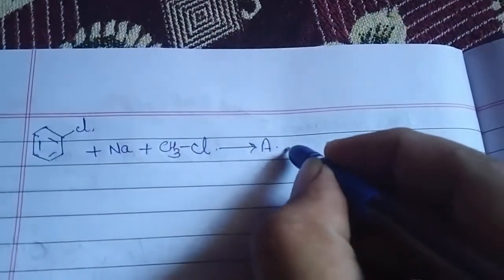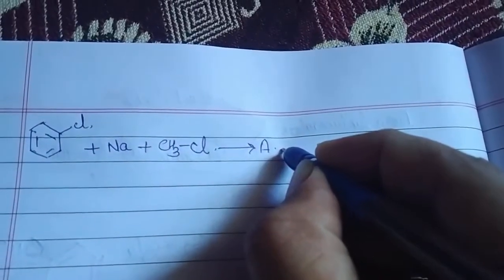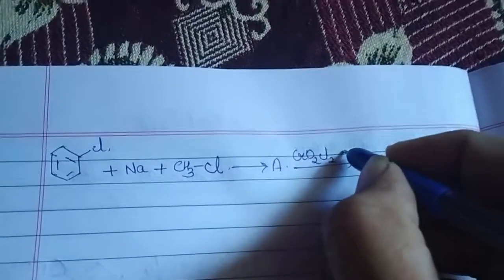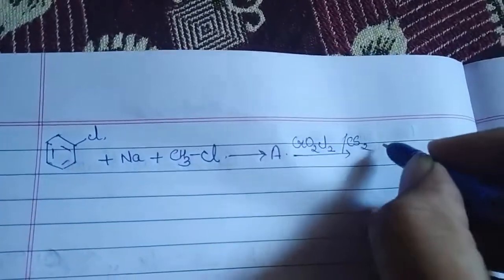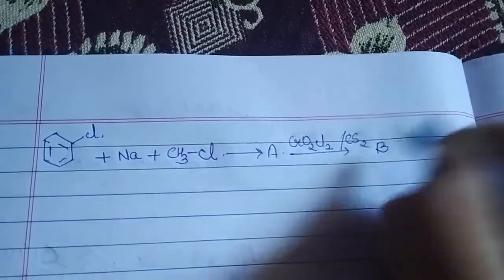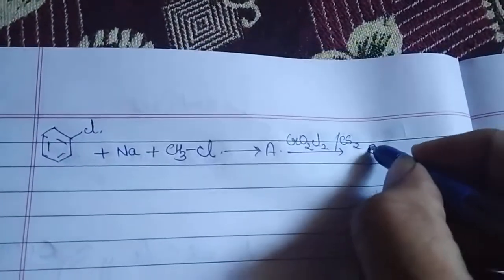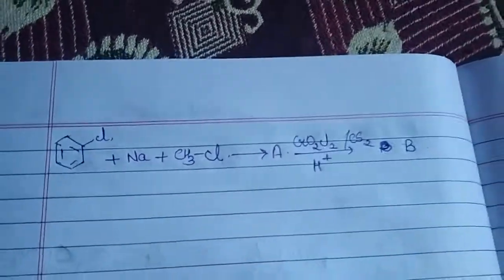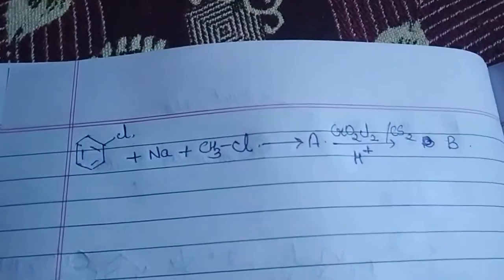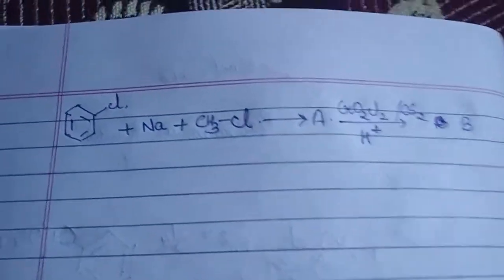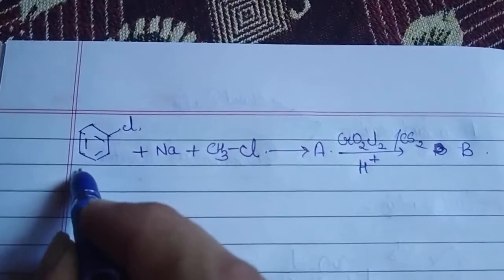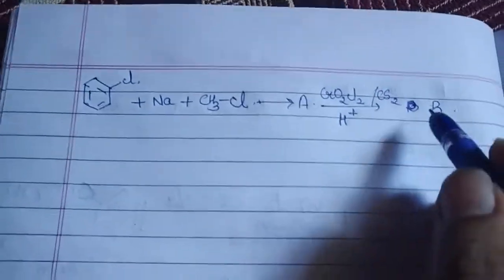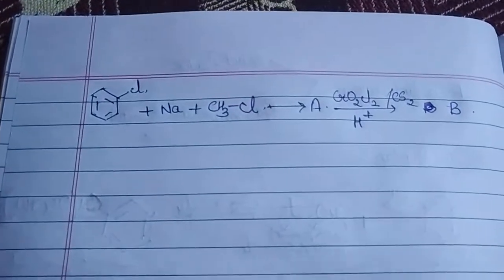Then on treating this A with CrO2Cl2 in CS2, identify your B, or directly I can say, upon acid hydrolysis, identify your B. This is my first part. So what we can see over here, yes, here we are relating the chapters of haloalkanes and haloarenes with that of, which one? Now what we are dealing with, aldehydes, ketones and carboxylic acids.